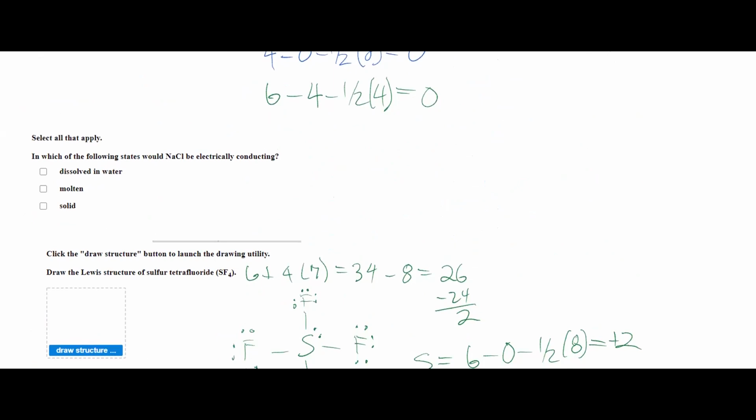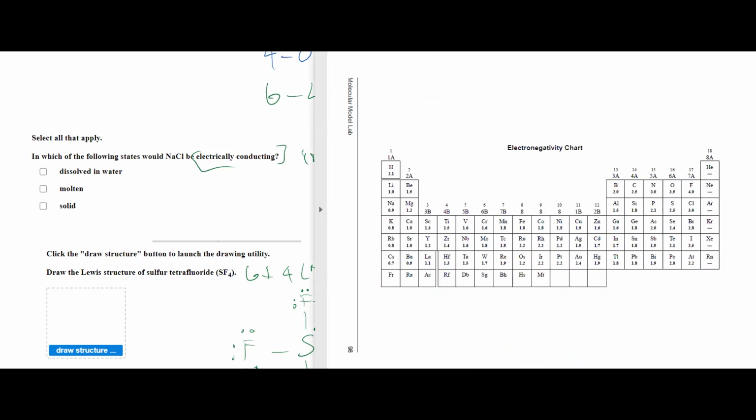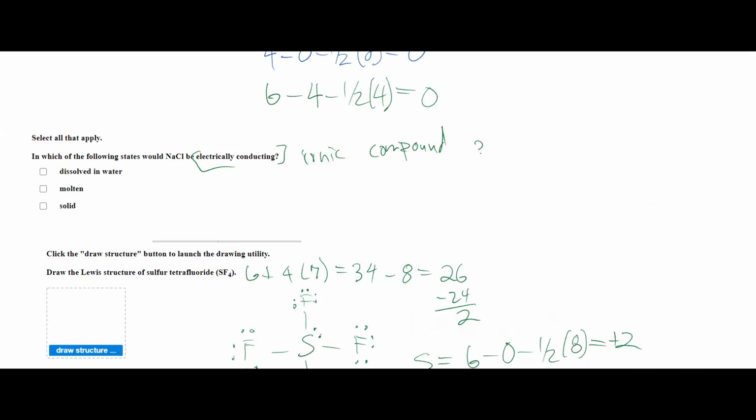When we think about our bonding, right, we have a couple of different kinds of bonds. We have ionic, we have covalent, and then we have metallic. And so NaCl, it's asking us when will it be electrically conducting. So NaCl is an ionic compound. And we know that because of the electronegativity difference between sodium and chlorine, sodium is 0.9, chlorine is 3.0. So it gives us a difference of 2.1.